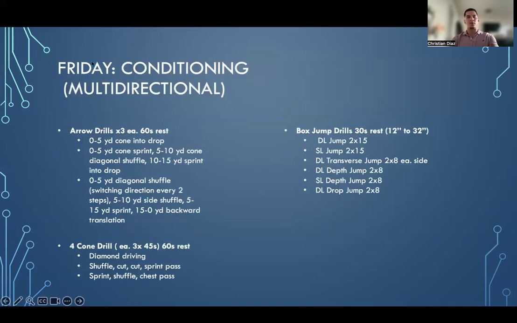On Friday, we would do some conditioning with a lot of focus on multi-directional work. So here I have some arrow drills where it would be 2 different directions, with the 15-yard goal, but the athletes will be doing the drills based on, for example, 0 to 5 yards, 10 to 15 yards, 0 to 15 yards. And we also added the cone drills, and this day also focuses on jumping, since the sport does require a lot of jumping. I emphasized some box jump drills, including some double leg and single leg jumps, and also depth and drop jumps.